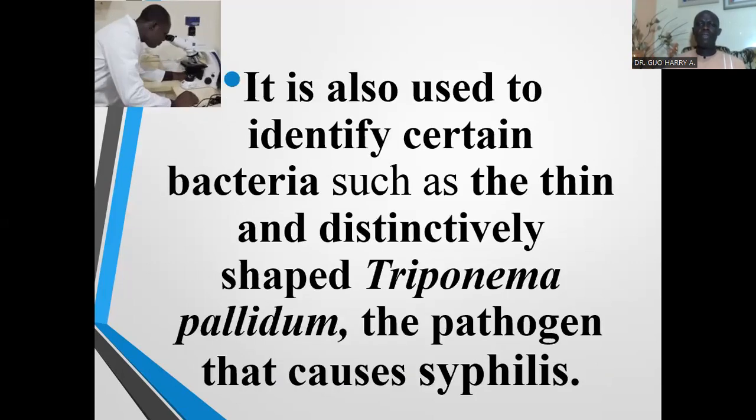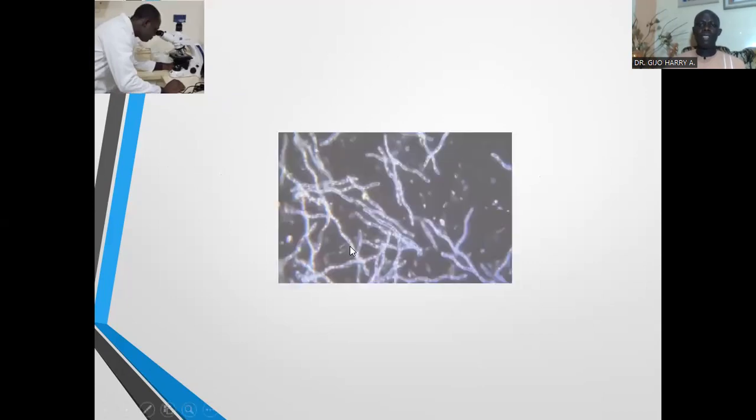It is also used to identify certain bacteria, such as the thin and distinctively shaped Treponema pallidum, the pathogen that causes syphilis. The pathogen that causes syphilis, Treponema pallidum, is easily viewed with the dark field microscope.